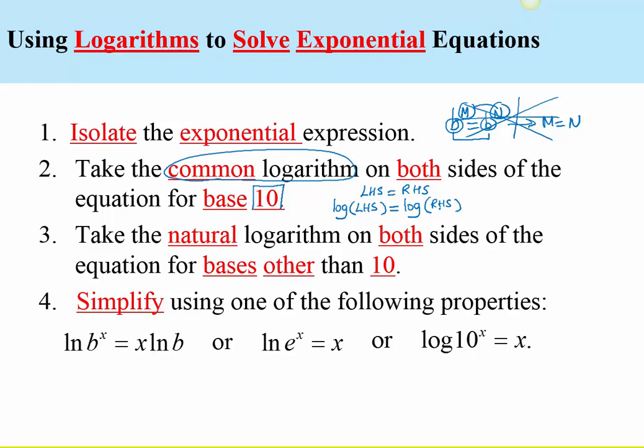Now if the base is not 10, then you're not going to go with log base 10 of both sides. Remember, common log is log over here, meaning log base 10. So you're not going to use that if the base is not 10. You're going to go with what we call the natural log. So if you have ln of something, what does that mean again? They write it also this way. It's going to mean log base e of the quantity.